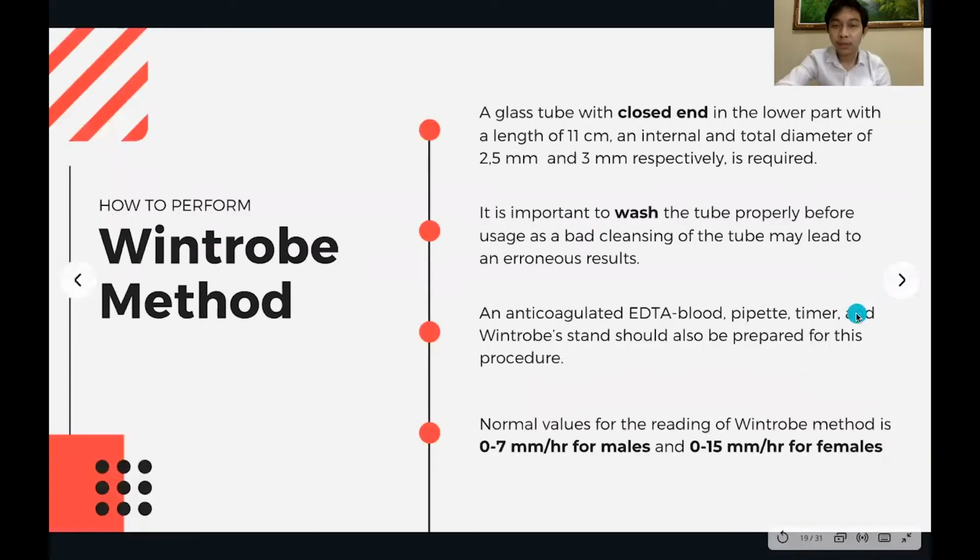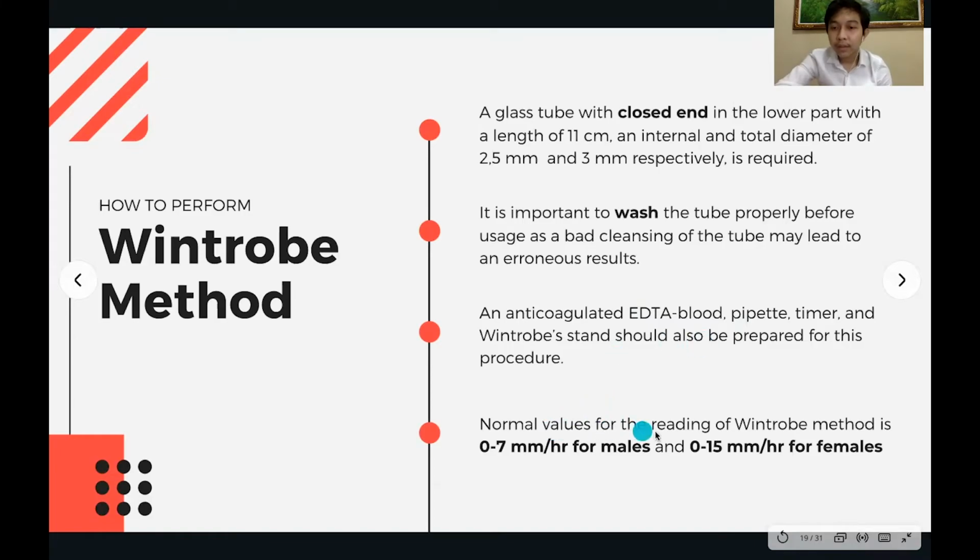So to perform the Wintrobe method, you would need a glass tube with a closed lower end, with a length of 11 centimeters and internal and total diameters of 2.5 millimeters and 3 millimeters respectively. It is also important to wash the tube properly before usage, as bad cleansing of the tube might lead to erroneous results. An anticoagulated EDTA blood, pipette, timer, and Wintrobe stand should also be prepared for this procedure.